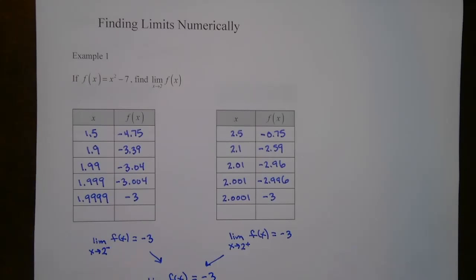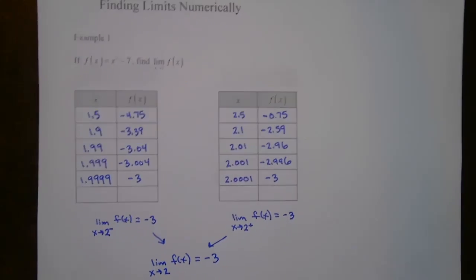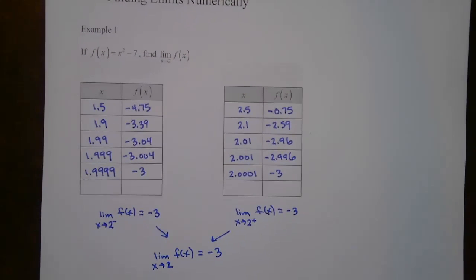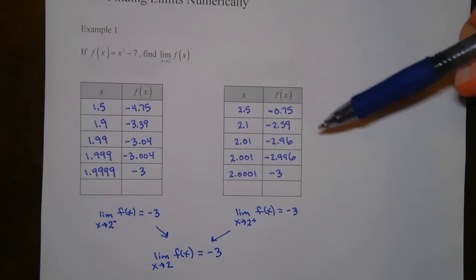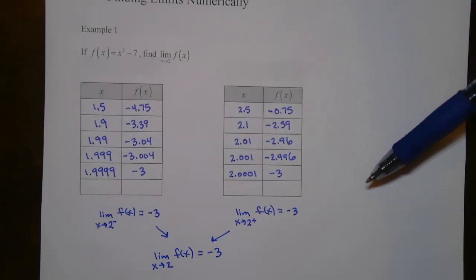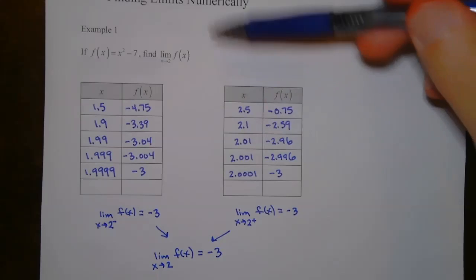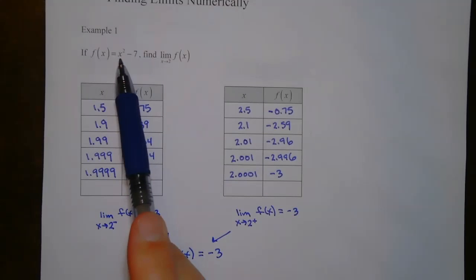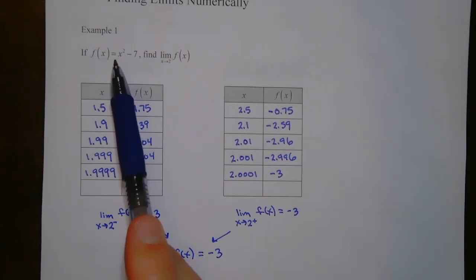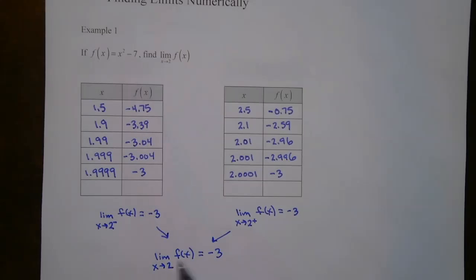Now, I want to show you something that we could have done on this particular problem, though you're not always going to be able to. This is actually the next lesson that we're going to do in calculus. We could have plugged 2 into this, because what would happen if you plug 2 into the function? Well, 2 squared is 4, and then 4 minus 7 would be -3. So we could have gotten the limit on this particular problem by just plugging 2 into the function. And we'll talk more about that later, okay?